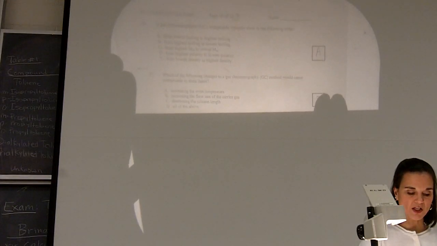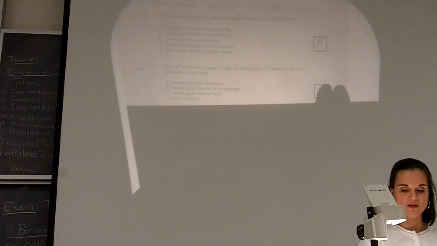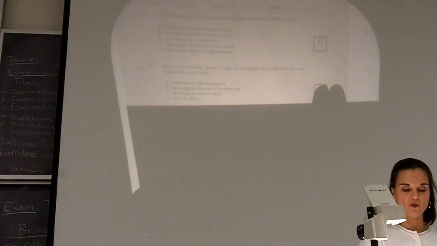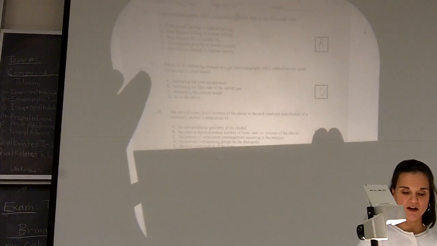Which of the following changes to a gas chromatography method would cause compounds to elute faster? Increasing the oven temperature. Yes. Increasing the flow rate of the carrier gas. Decreasing the column length. Yes, so D, all of the above.